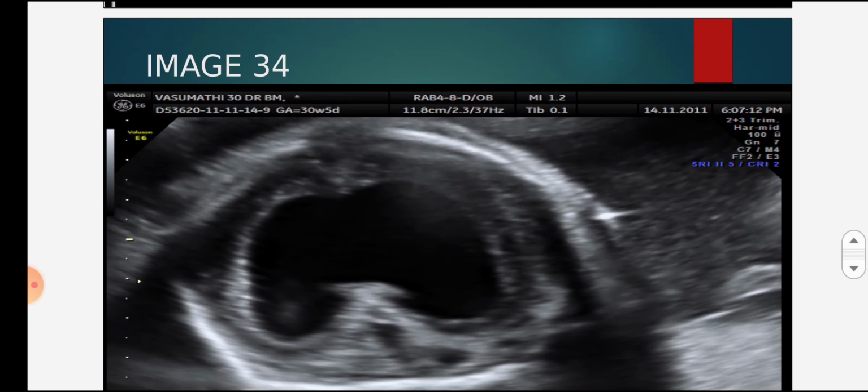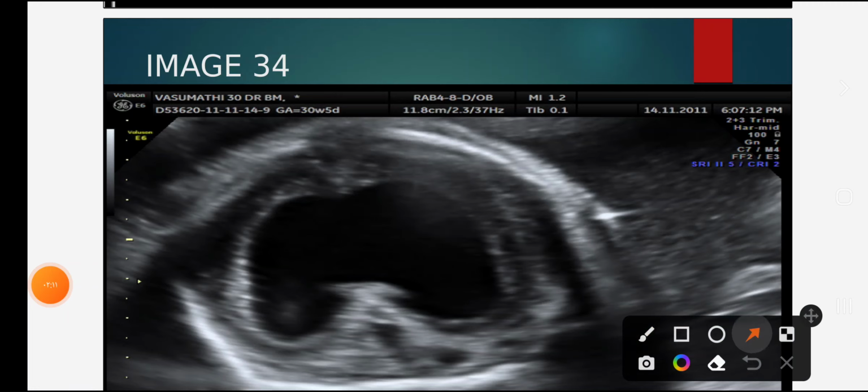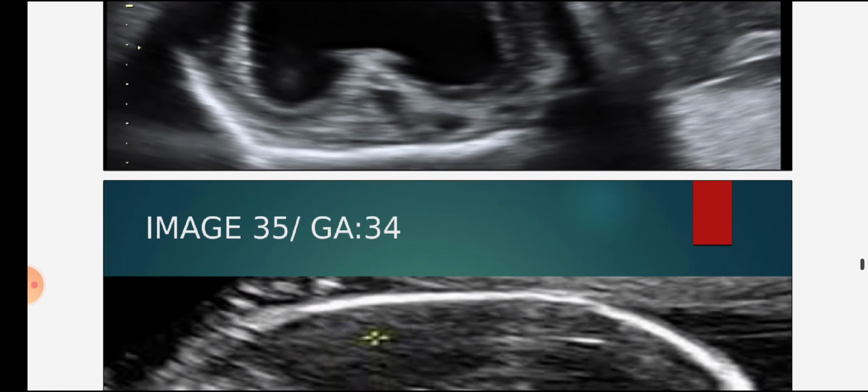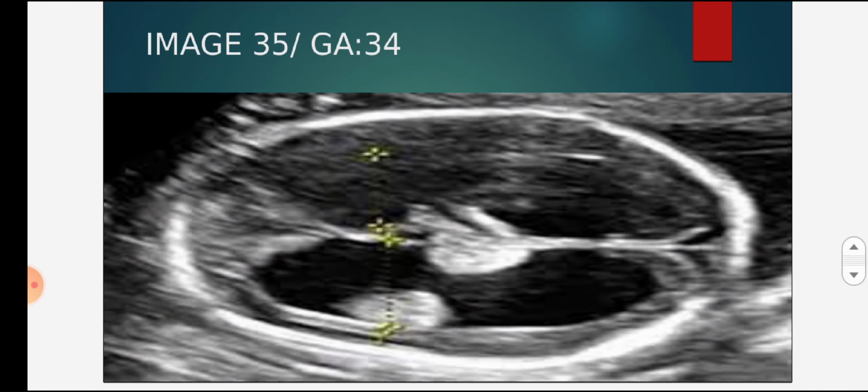Image number 34. The feature of hydrocephalus. Hydrocephalus in the fetus in the third trimester, with increased third ventricle size. Image number 35. The feature of increased ventriculomegaly size.